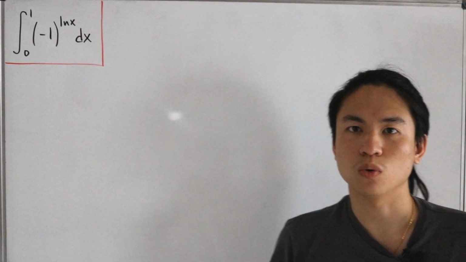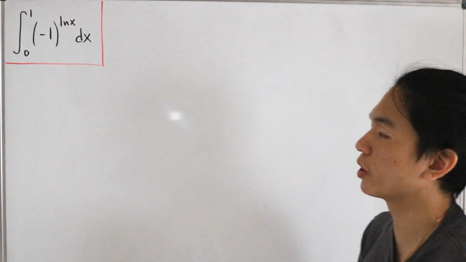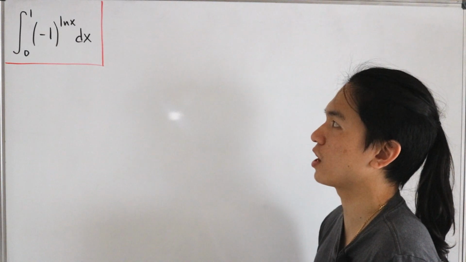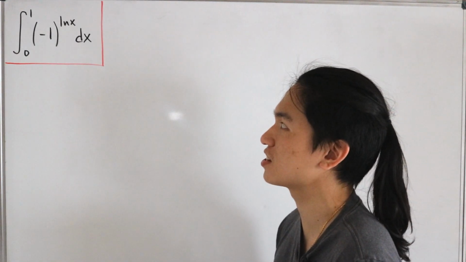Okay, so welcome back to another video. Here's a little definite integral where the base is a negative number. So we have the definite integral from 0 to 1 of -1 to the power ln of x dx.